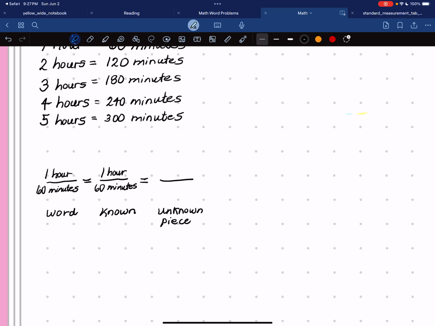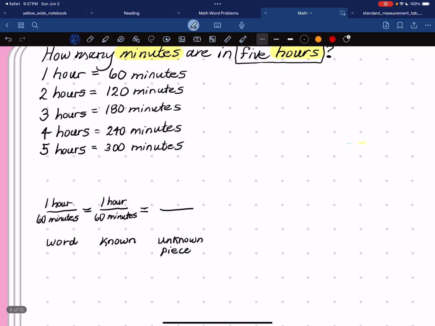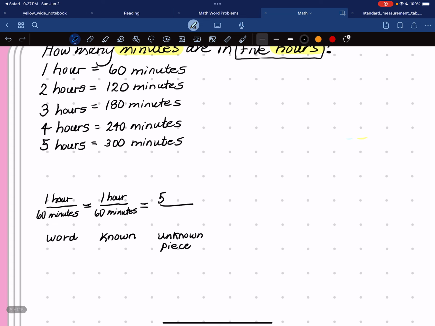All right, so the unknown comes from the problem where we have 5 hours. And so I bring that down, making sure that students know that I am supposed to line up those like units. Hours on top, minutes on bottom, or vice versa. But the unknown piece in this problem is the number of minutes here. And then I tell them to solve the proportion. You need to multiply the two that you can. So we would say 60 times 5.